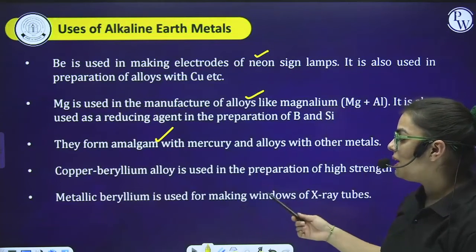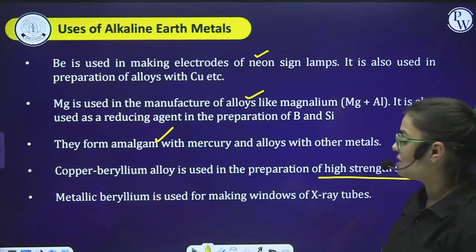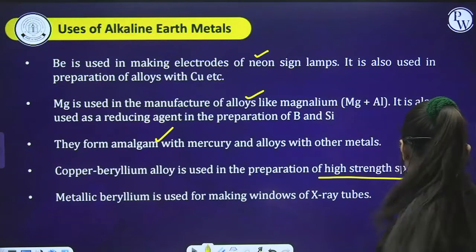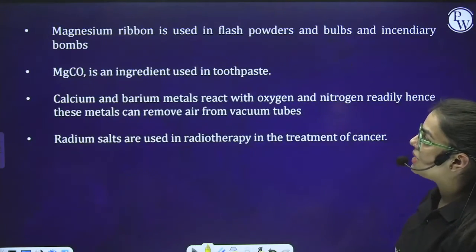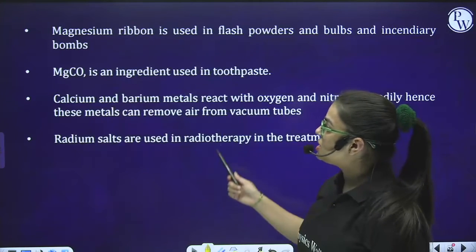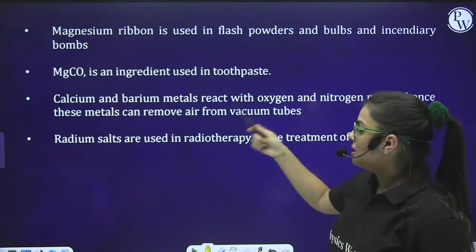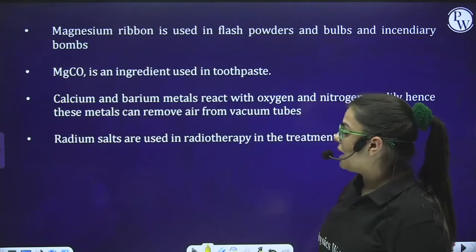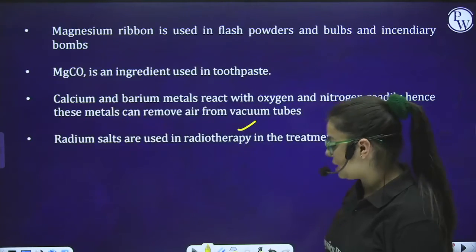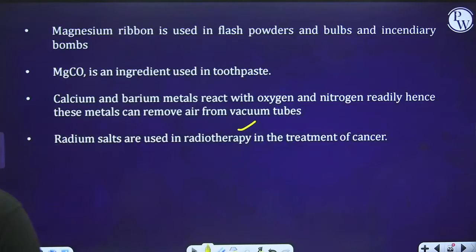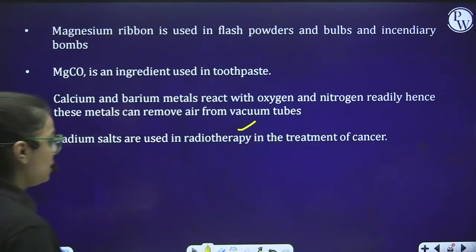Next, copper beryllium alloy is used in the preparation of high strength springs. Metallic beryllium is used for making windows of X-ray tubes, right? The next part is magnesium ribbon is used in flash powders and bulbs, okay? And MgCO3 is an ingredient used in toothpaste. Calcium and barium metals react with oxygen and nitrogen readily, okay? And radium is also used in radiotherapy, used in the treatment of cancer, because it is a radioactive element. So everybody just write down all the uses that we have written over here.